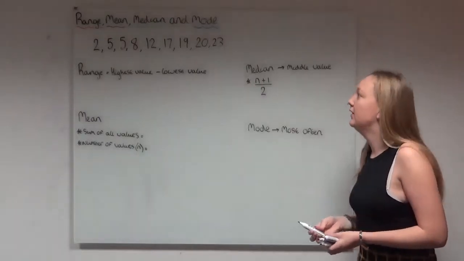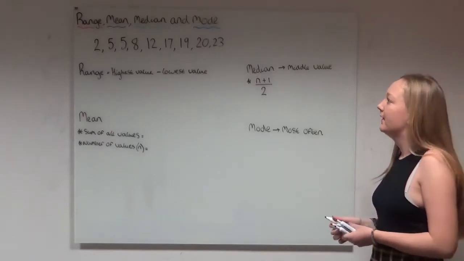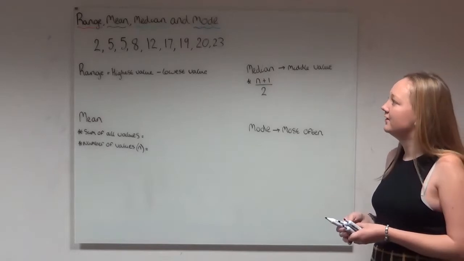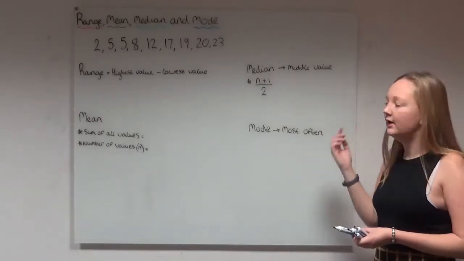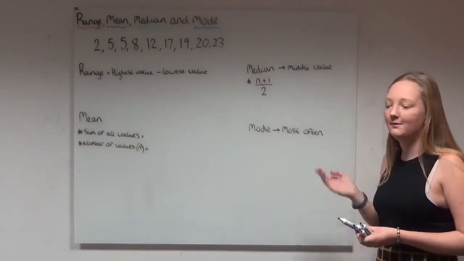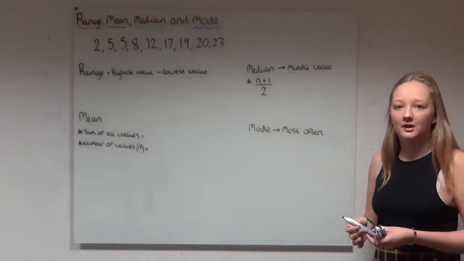Okay, so we're going to have a look at finding the range, mean, median and mode for a set of data. When you get your set of data to start with, especially in an exam, the best thing to do with your numbers is to put them in order, just because it makes it a bit easier later down the line finding all your values and just to make things a bit simpler for you.